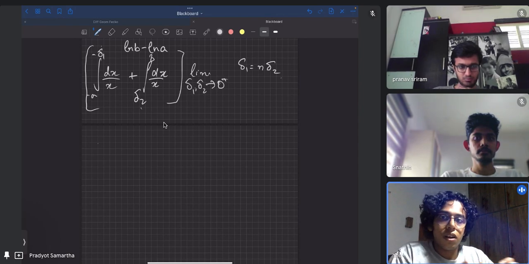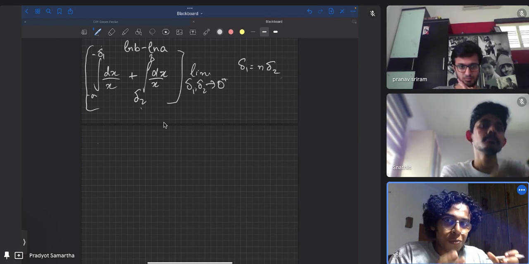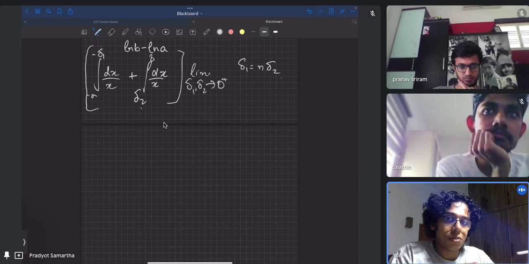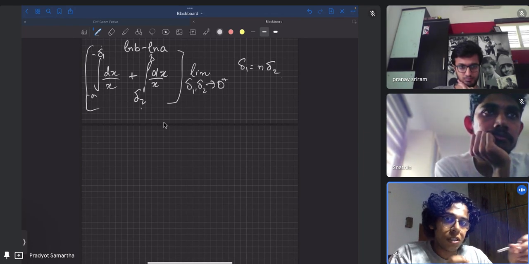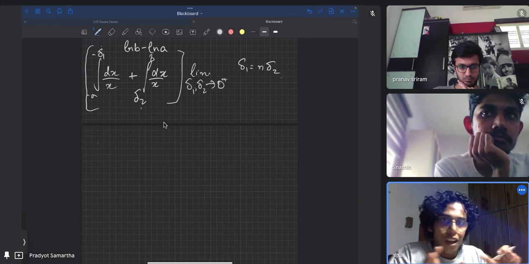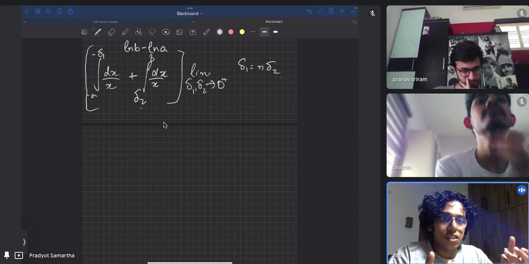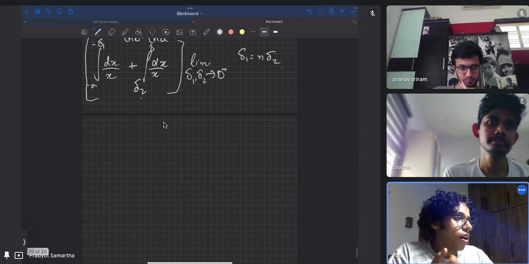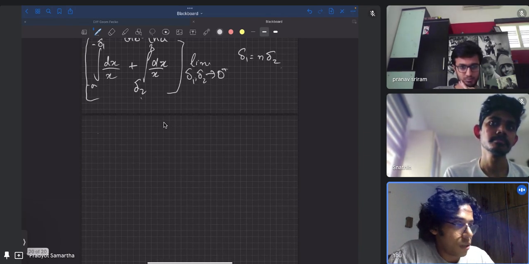The idea is it's a perfectly logical thing to do, to say that delta 1 is equal to n delta 2, whereas a very small number is equal to n times a very small number. So it's like saying 0 is equal to n times 0, something very similar, right? So we're just taking the limits there.